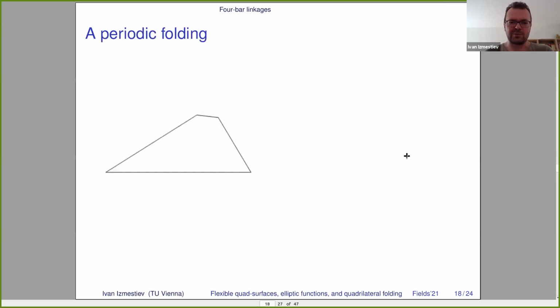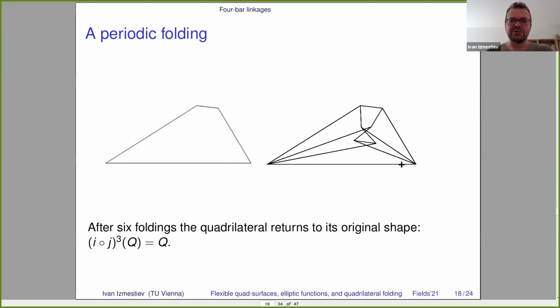Let us now take another quadrilateral, this one, and let us make foldings 1, 2, 3, 4, 5, 6. Well, if you didn't fold, then let us fold back. I claim that after 6 foldings, this quadrilateral returns to its initial form. So remember what it looks like, and let us do 1, 2, 3, 4, 5, 6. That's it again. So that means this is the whole orbit of the folding.